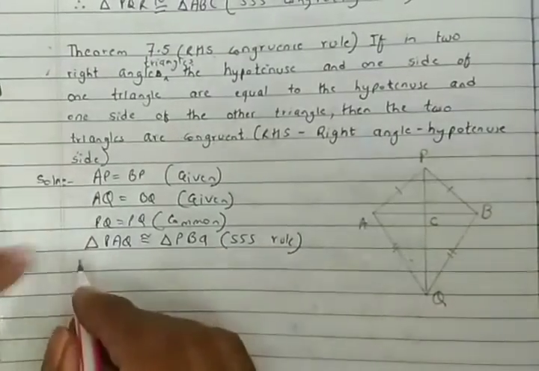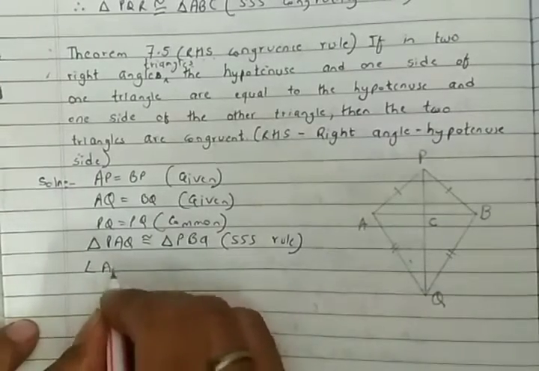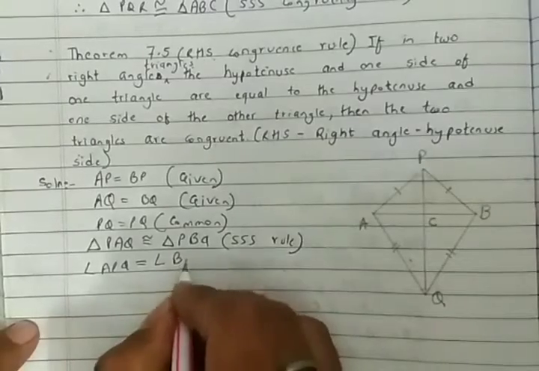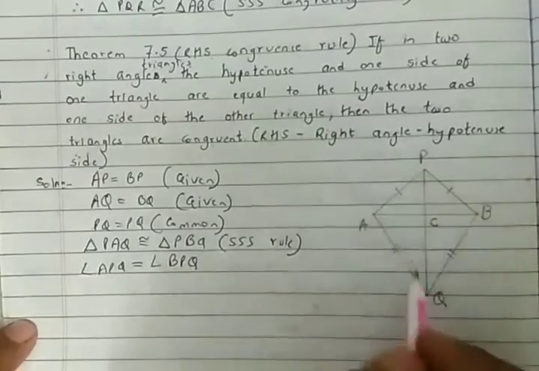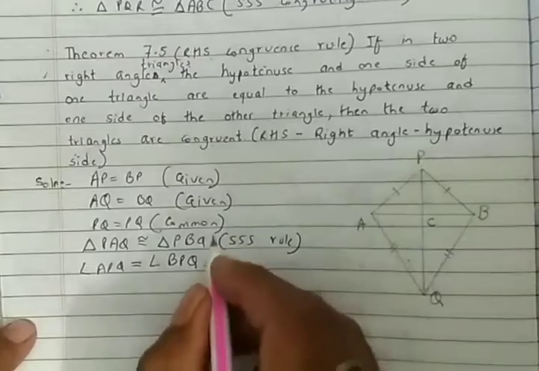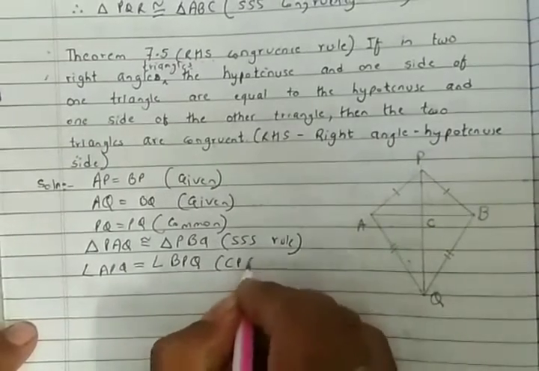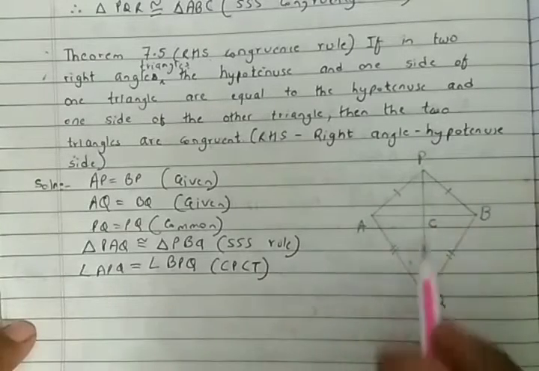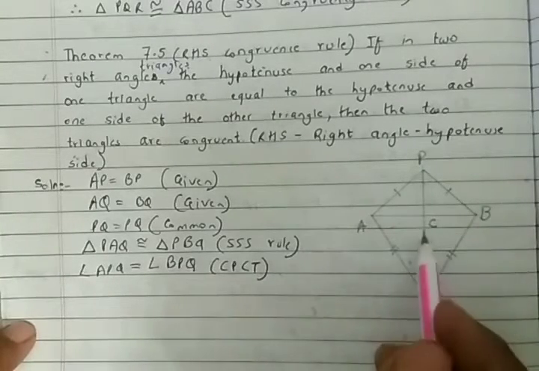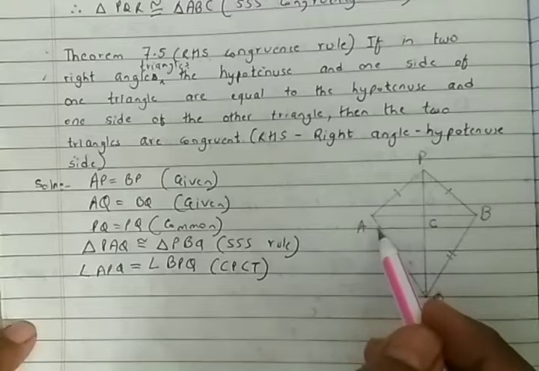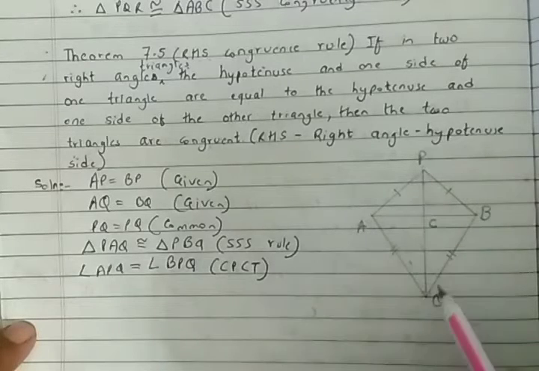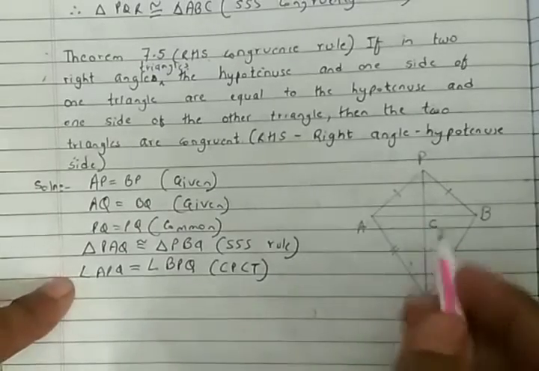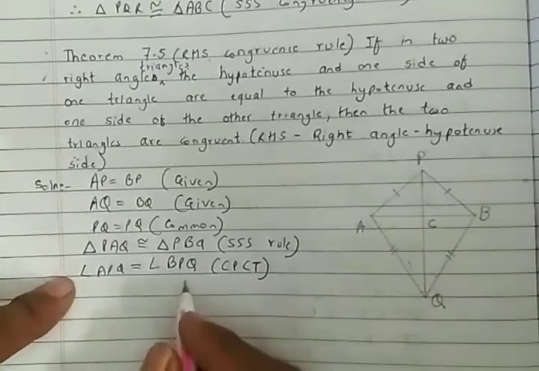Now you can say that angle APQ is equal to angle BPQ, right? This angle is equal to this angle by corresponding parts of congruent triangles. We have proved these two triangles PAQ and PBQ are congruent. So the angles APQ and BPQ are corresponding parts of these triangles, so you can say that they are equal.